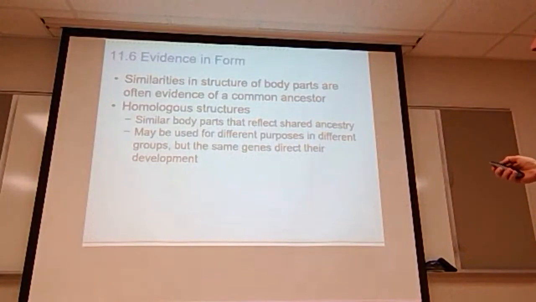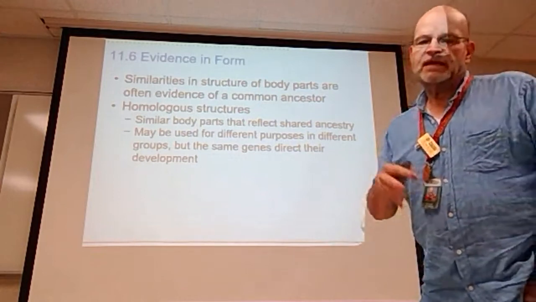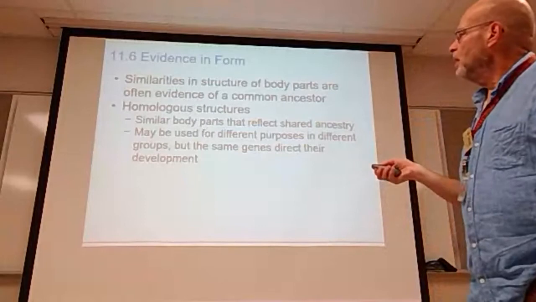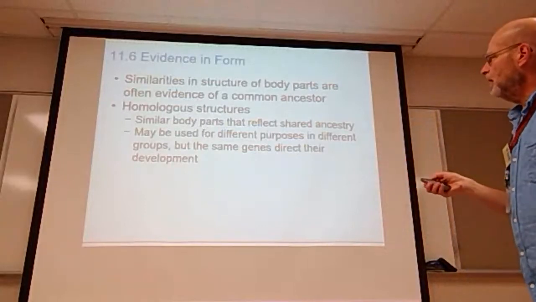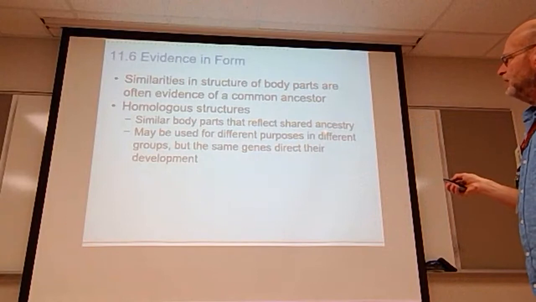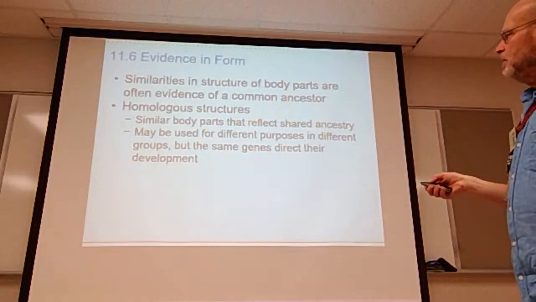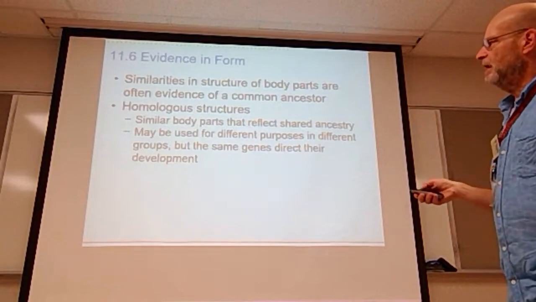Similarities in structure of body parts are often evidence of a common ancestor. We refer to these anytime different organisms, let's say different animals, have similar structures. We call these things homologous structures. Similar body parts that reflect a shared ancestry. May be used for different purposes in different groups, but the same genes direct their development.